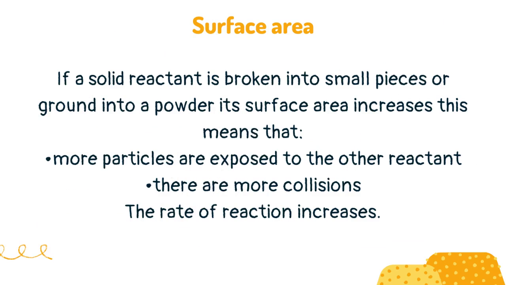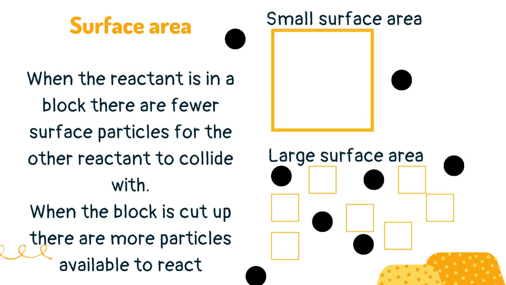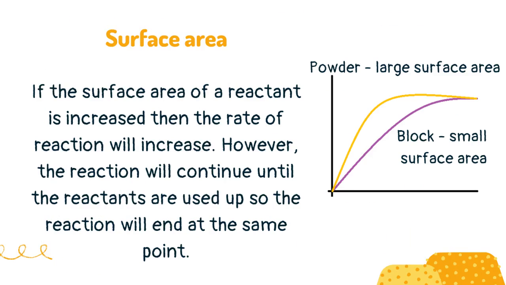If a solid reactant is broken into small pieces or ground into a powder, its surface area increases. This means that more particles are exposed to the other reactant, there are more collisions, and the rate of reaction increases. When the reactant is in a block, there are fewer surface particles for the other reactant to collide with. When the block is cut up, there are more particles available to react. If the surface area of a reactant is increased, then the rate of reaction will increase. However, the reaction will continue until the reactants are used up, so the reaction will end at the same point.